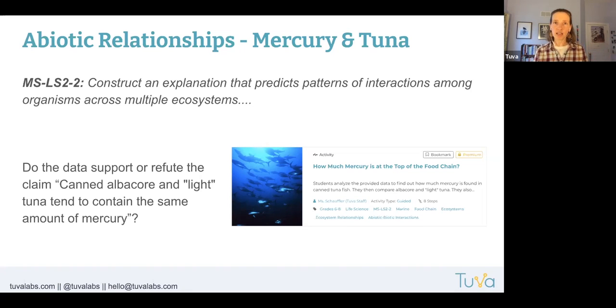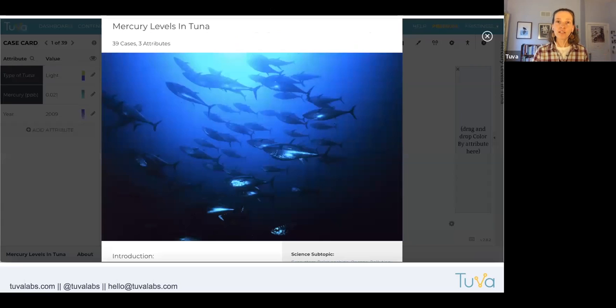to build out a broader sense of what kind of interactions might be happening, what kind of patterns could we see across those interactions. And so we could use data that, similarly to how it's used in the activity, shows how much mercury is at the top of the food chain, to ask a question like, do the data that we're looking at support or refute the claim that canned albacore and canned light tuna tend to contain the same amount of mercury? So let's dive in and use this data set to get a sense of what's going on.